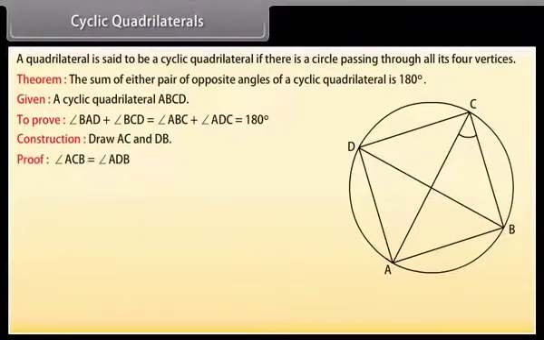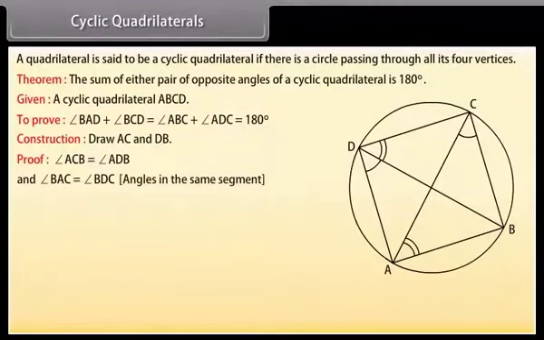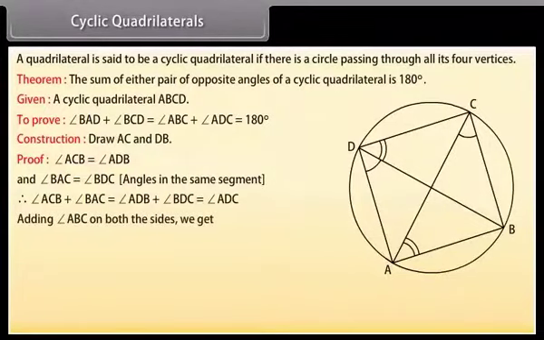Proof. Angle ACB is equal to angle ADB and angle BAC is equal to angle BDC because these are the angles in the same segment. Therefore, angle ACB plus angle BAC is equal to angle ADB plus angle BDC, which equals angle ADC. Adding angle ABC on both the sides, we get angle ACB plus angle BAC plus angle ABC, which is equal to angle ADC plus angle ABC.